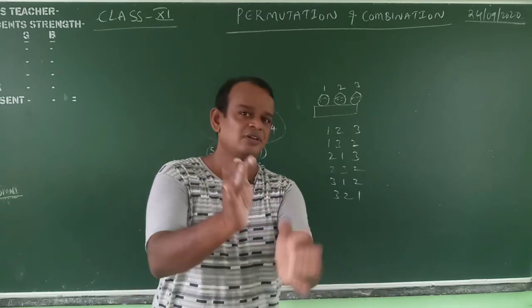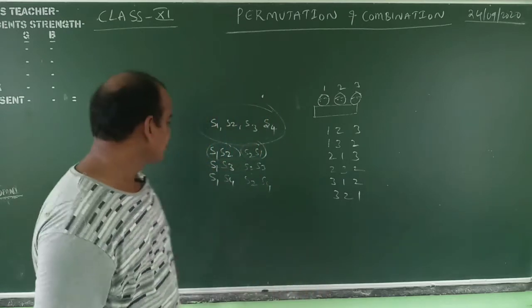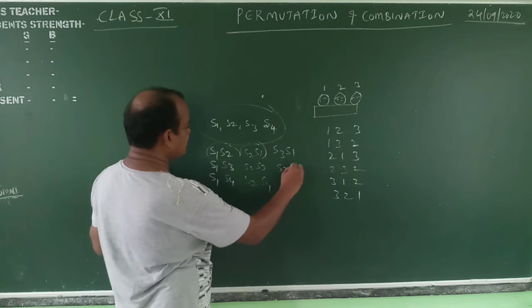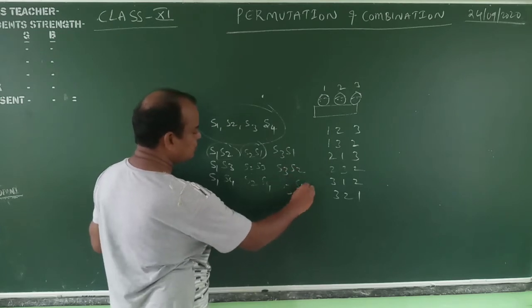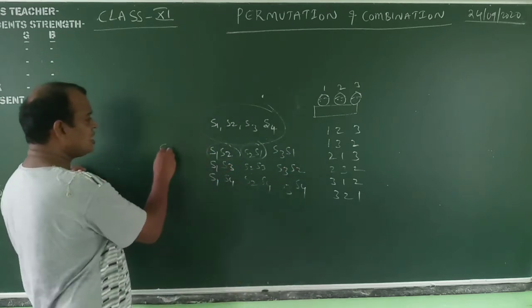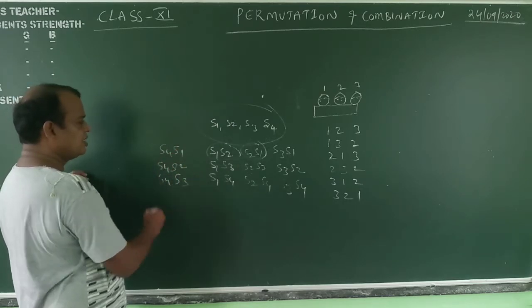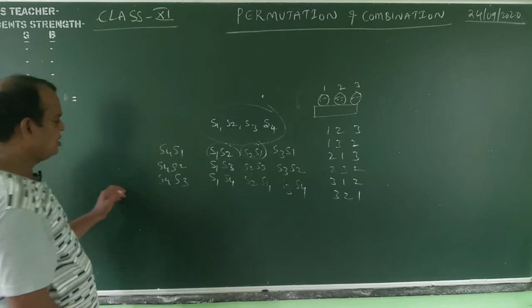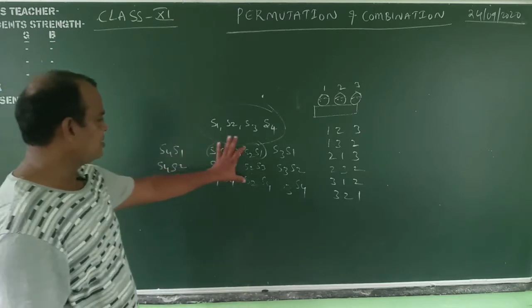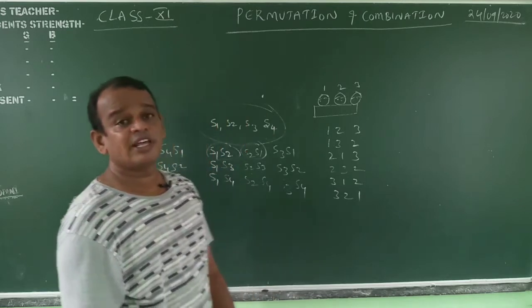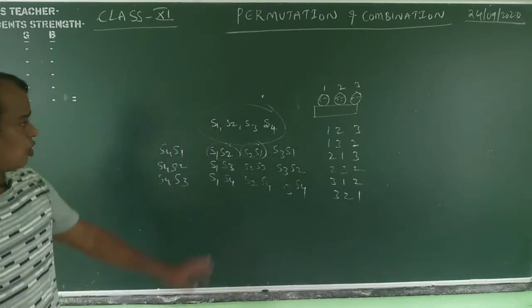Okay, my dear students, you listen carefully. That's why I am telling you. Now for example S3, S1, S3, S2, S3, S4. Next S4, S1, S4, S2, S4, S3. How many are there? 3, 6, 9, 12. How many arrangements are possible? 12 arrangements are possible. Here actually how many students are there?